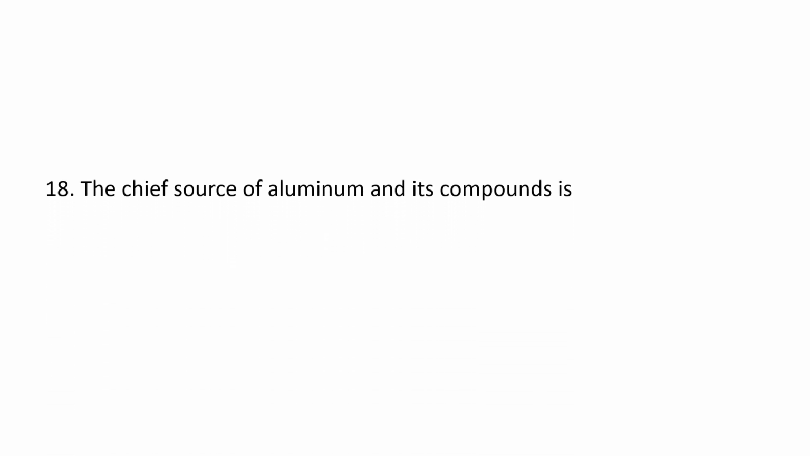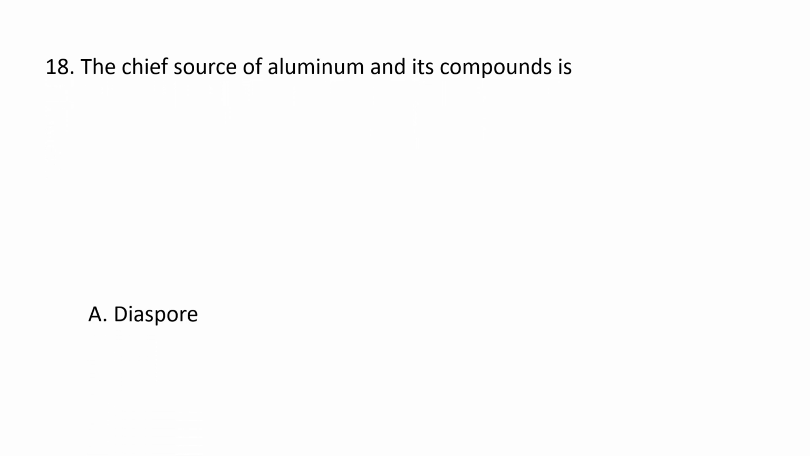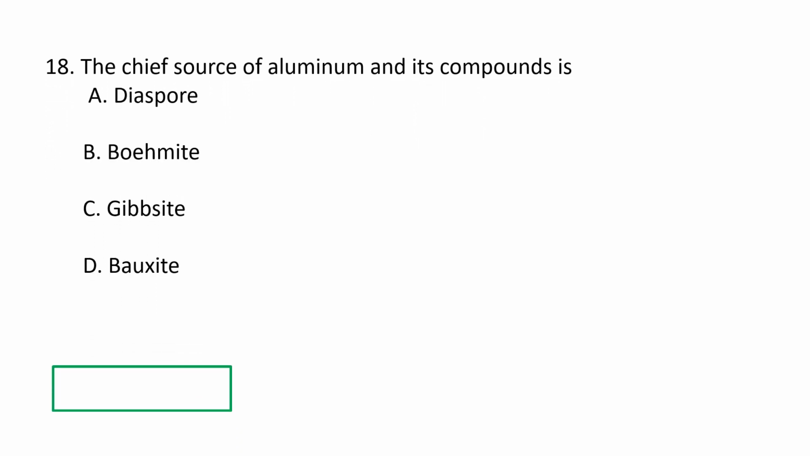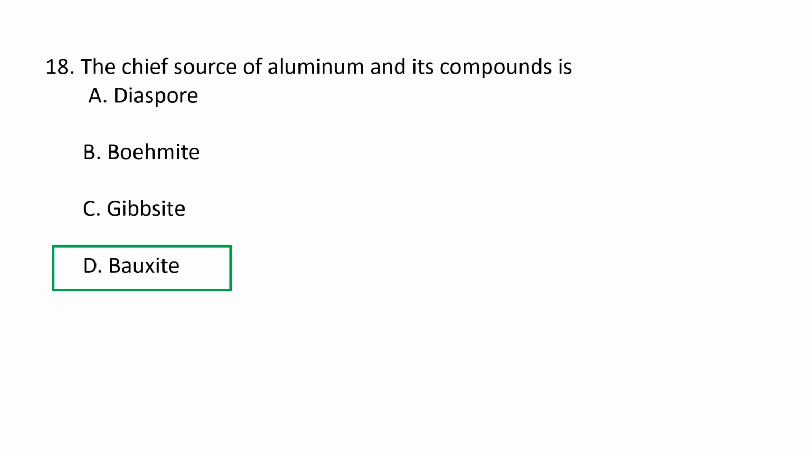Next question. The chief source of aluminium and its compounds is A. diaspore, B. boehmite, C. gibbsite, D. bauxite. The chief source of aluminium and its compounds is bauxite. It is Al2O3·2H2O. D is the correct option.